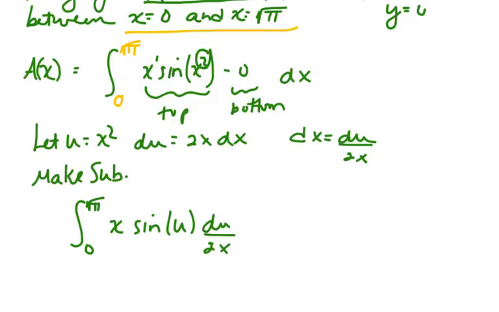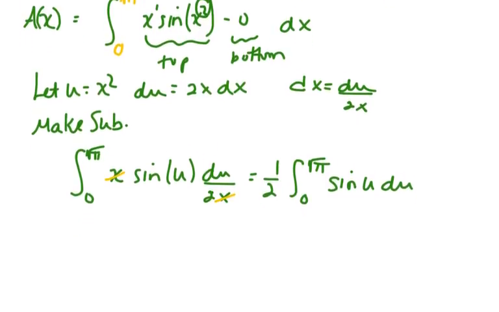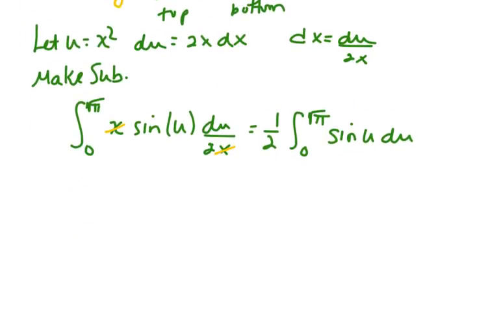Alright. Just going to continue this for a while until you guys totally get a handle on it. I'm going to pull out the constant. And this becomes just the integral of sine of u du. And hopefully you remember that the antiderivative of sine of u du is just minus cosine u.